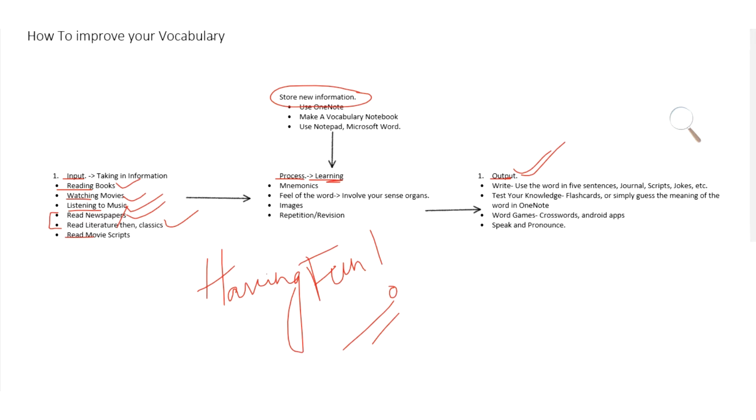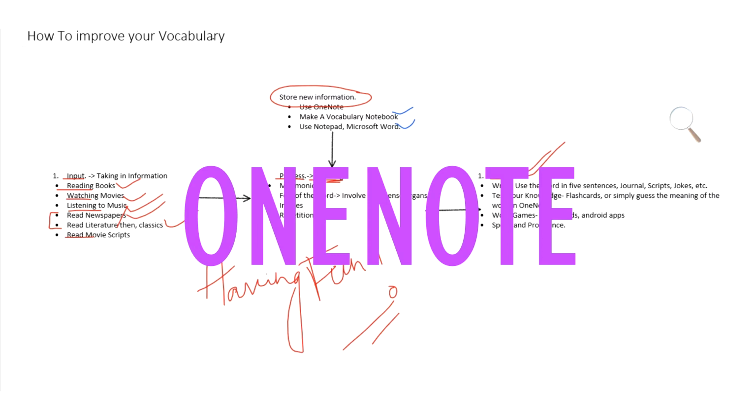Another important thing I would like to talk about is storing new information, not just directly in your memory but also in a particular notebook, or if you're on a computer most of the time, I would recommend using Notepad or Microsoft Word. But what I personally prefer is OneNote. In fact, I'm making this video on OneNote because of the various features it offers and its simplicity of use. I'd recommend using OneNote to store new words any day.